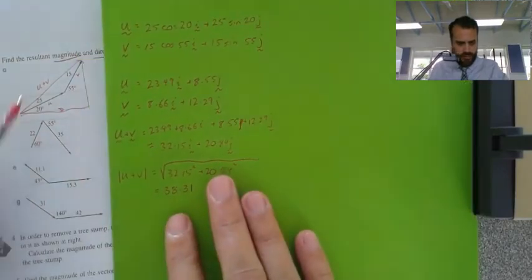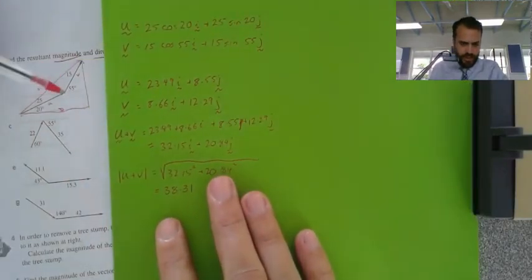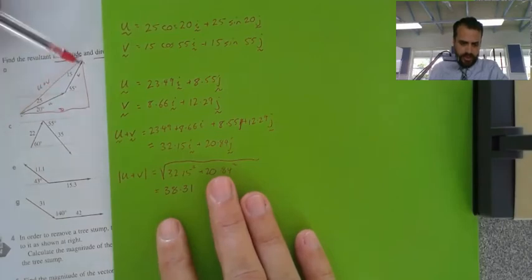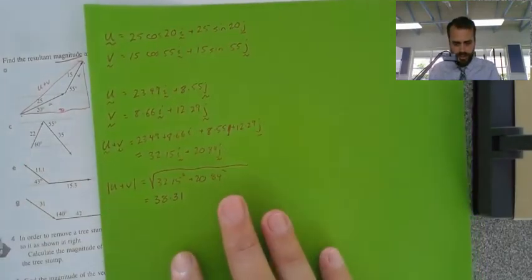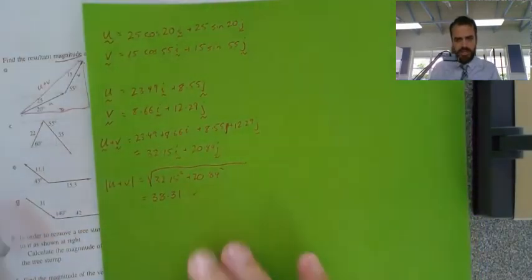Now I'll just check that. If that's 25 and that's 15, so that's 40 altogether. This is going to be a little shorter than that. So 38.31 sounds about right. So there's my magnitude, or at least I think that's about right.